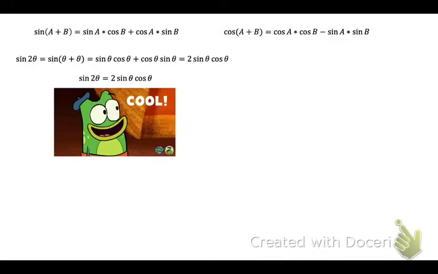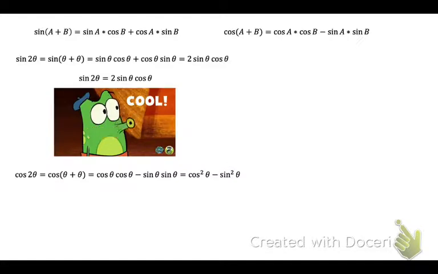Really cool. All right, so then cosine of 2 theta, well, that's the same as cosine of theta plus theta, which again, I could plug that into this equation up here, and I'm going to end up with cosine theta cosine theta minus sine theta sine theta, which is cosine squared of theta minus sine squared of theta. So cosine of 2 theta is cosine squared minus sine squared.